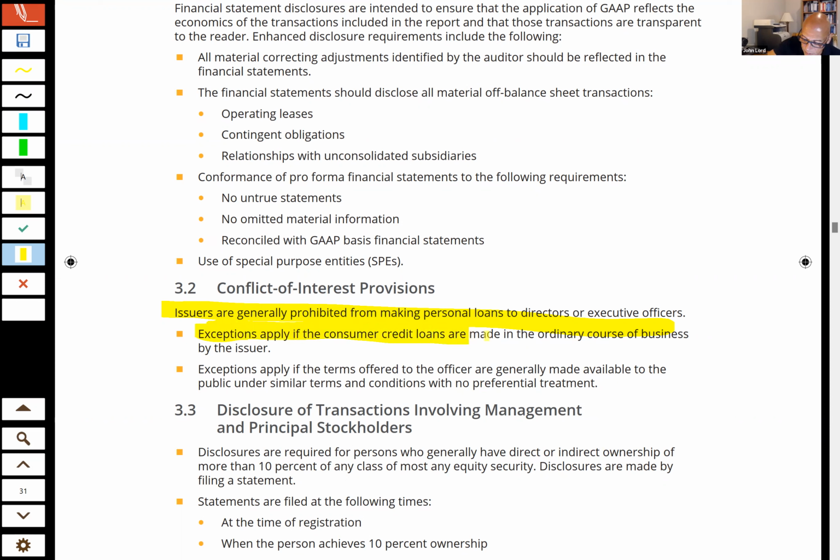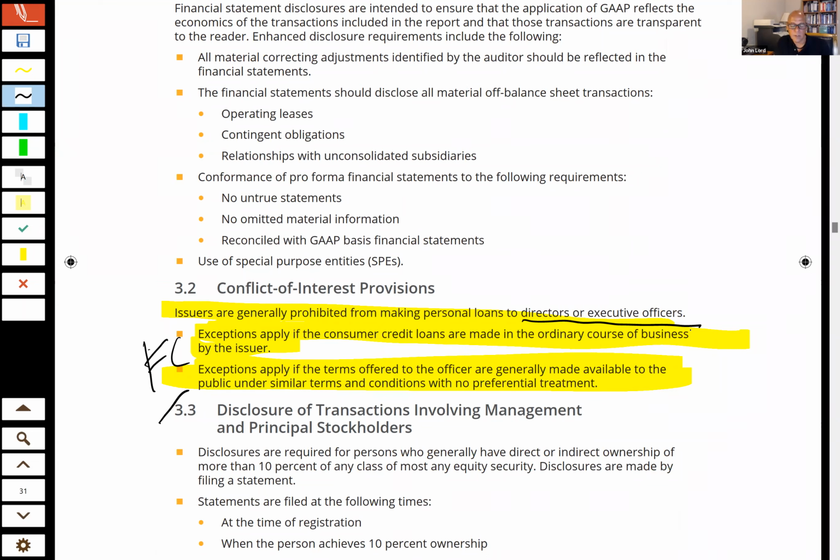Issuers are generally prohibited from making personal loans. Exceptions apply for consumer credit loans made in the ordinary course of business, with no preferential treatment. So you can still have a credit card and that kind of stuff. These are very similar to state laws that relate to CPAs, which we don't get to in the BEC section, but we'll talk about that when you get to the audit section of the exam a little later. But directors and executive officers have exceptions for personal loans, and you should go ahead and flashcard those.